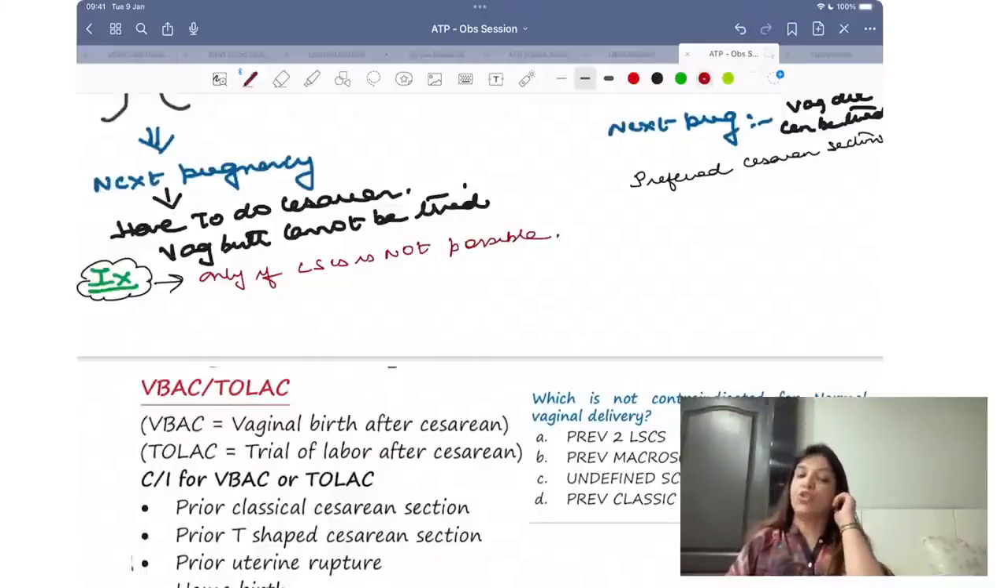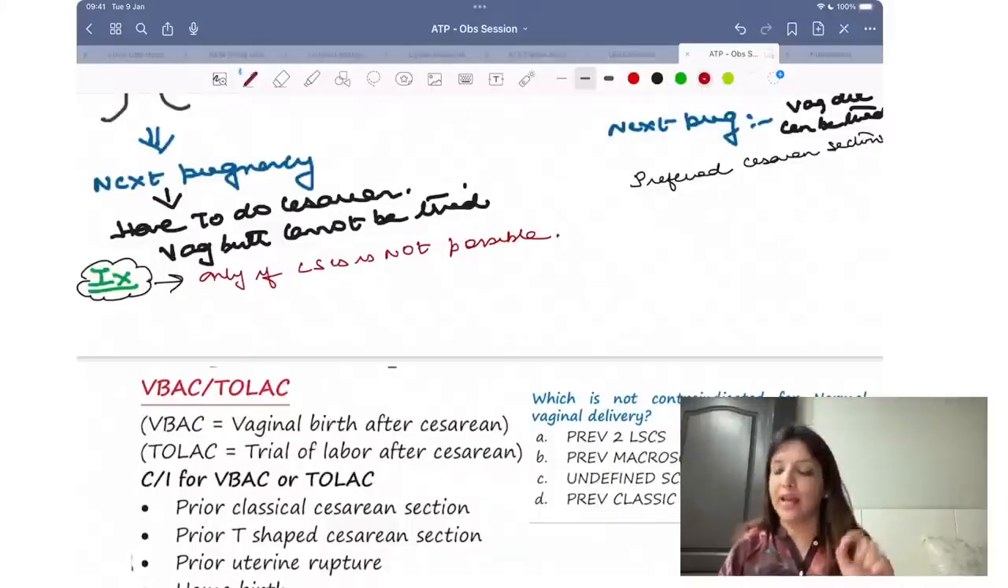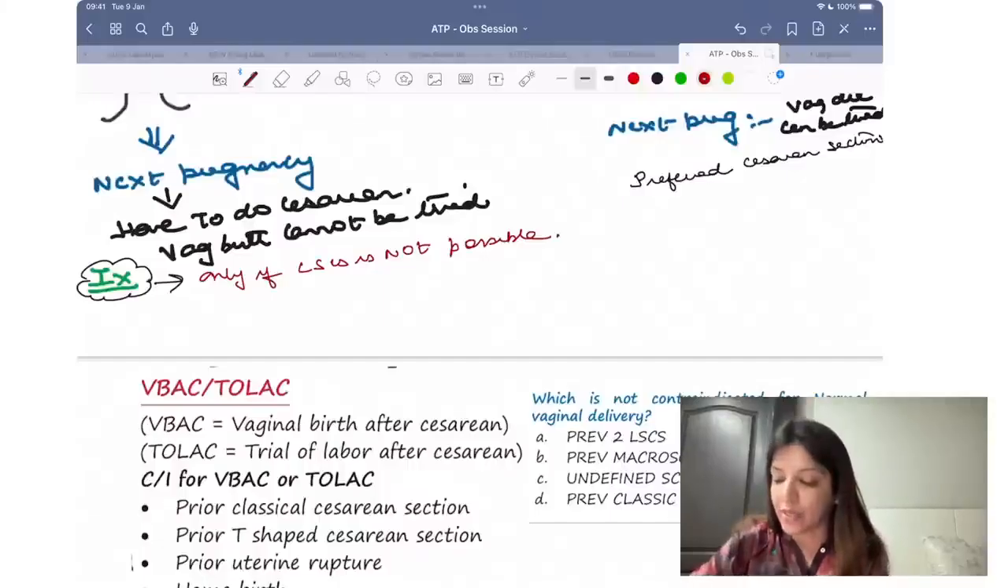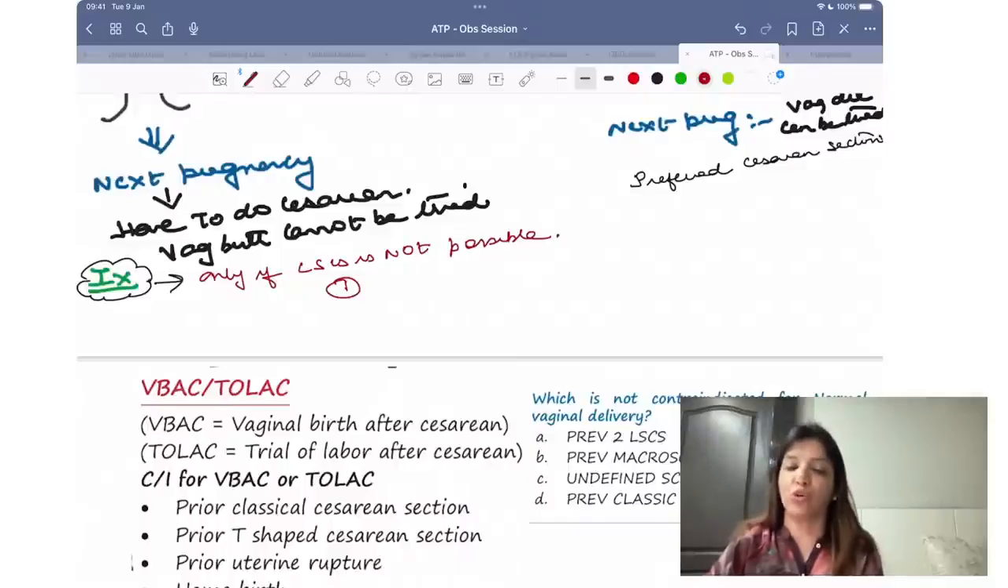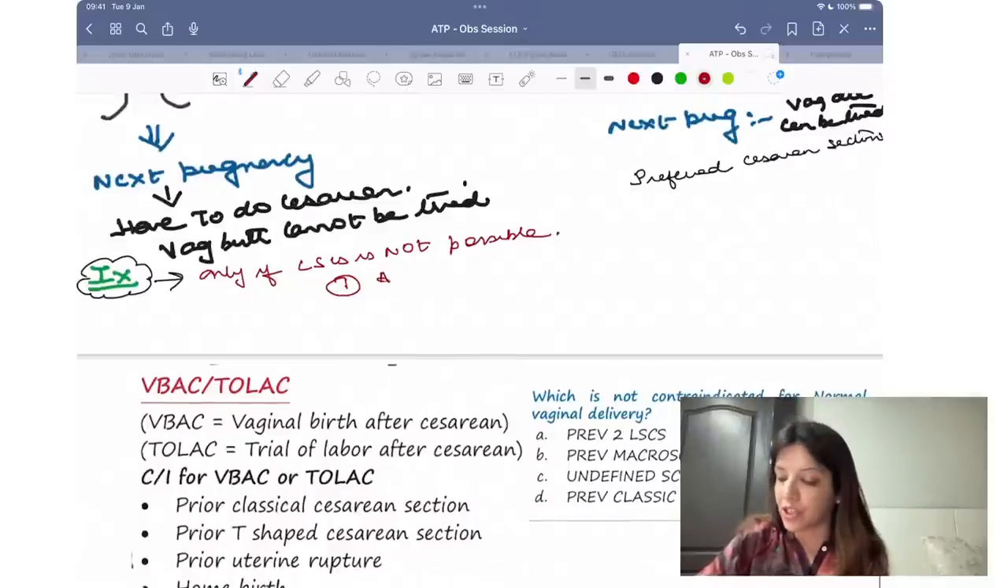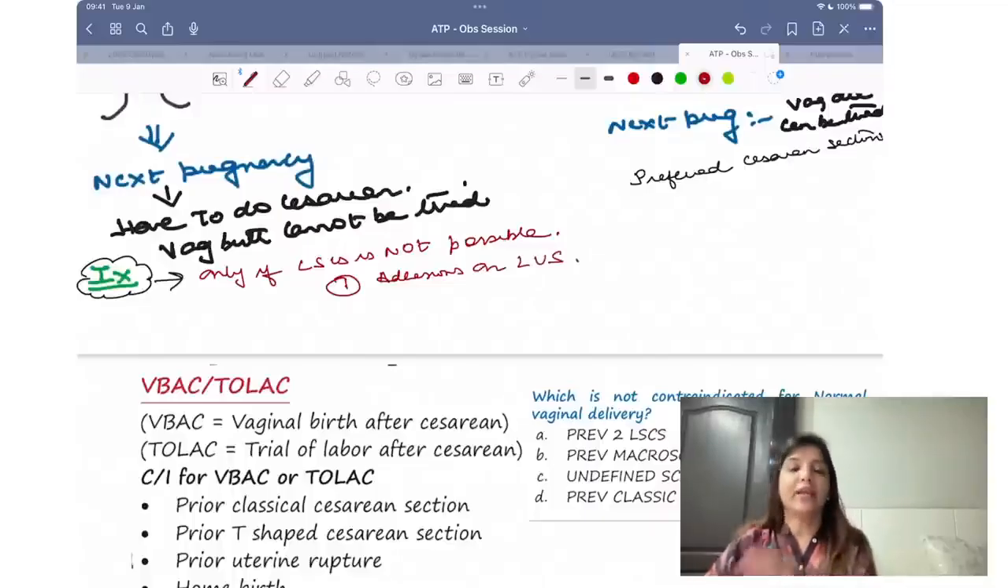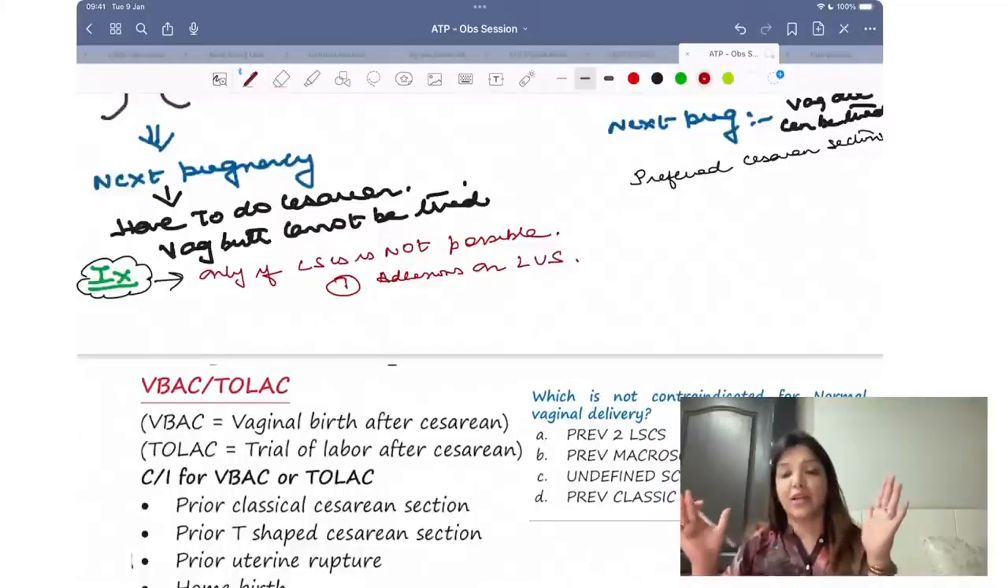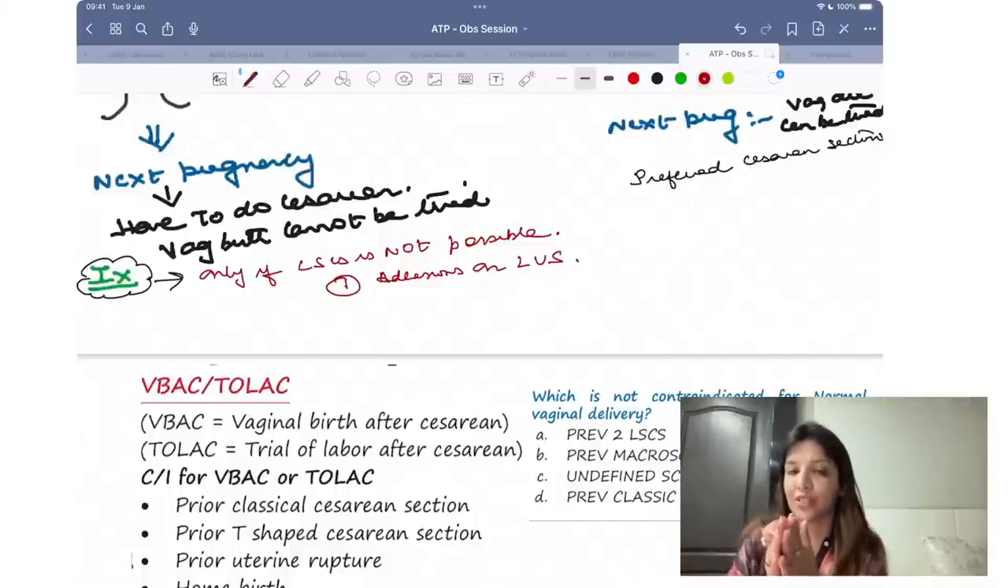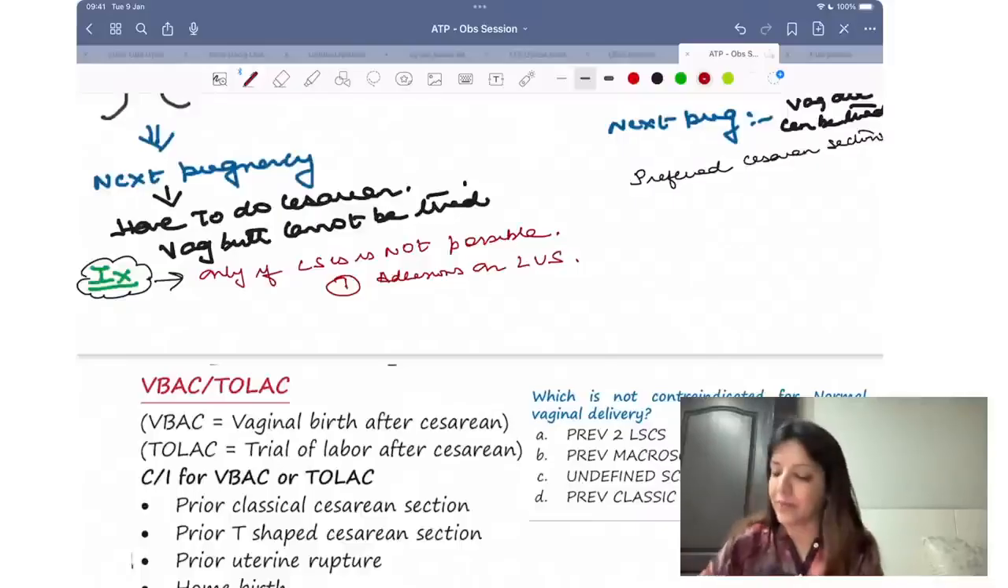If LSCS is not possible, then I am going to do classical cesarean section. Otherwise, we are always going for LSCS. What are the indications for classical cesarean section? When is the lower segment not approachable? I cannot approach the lower segment if there are adhesions on the lower uterine segment. इतना adhesion है कि bladder is totally stuck onto the lower uterine segment. So now if I give an incision on the lower uterine segment, I might be entering the bladder.